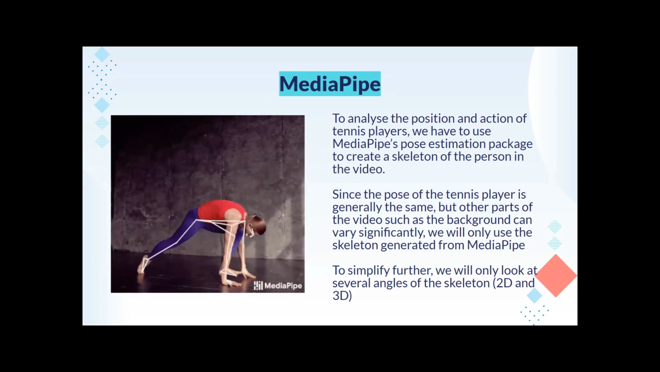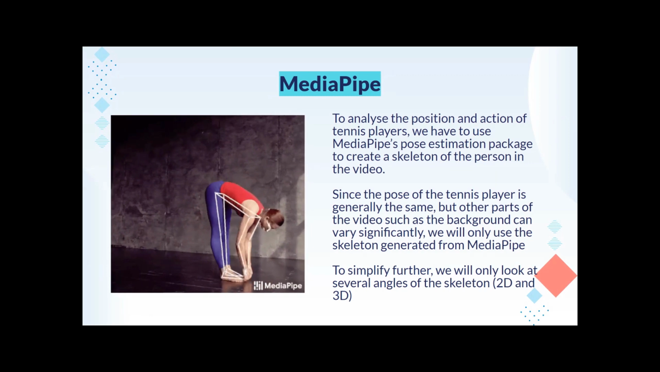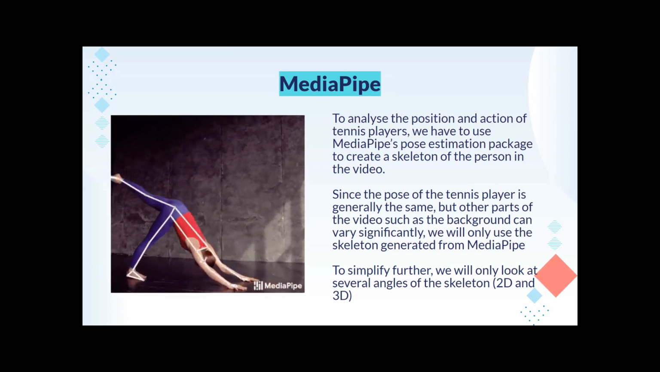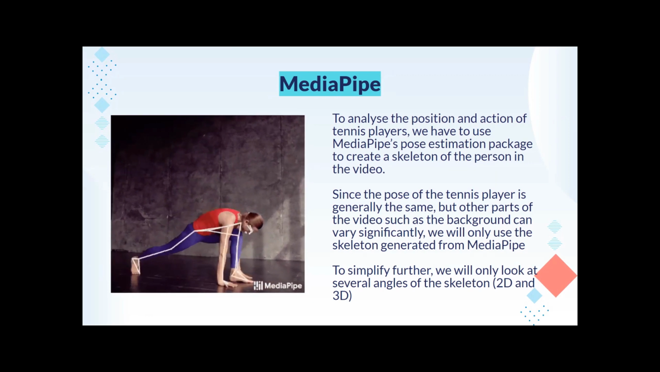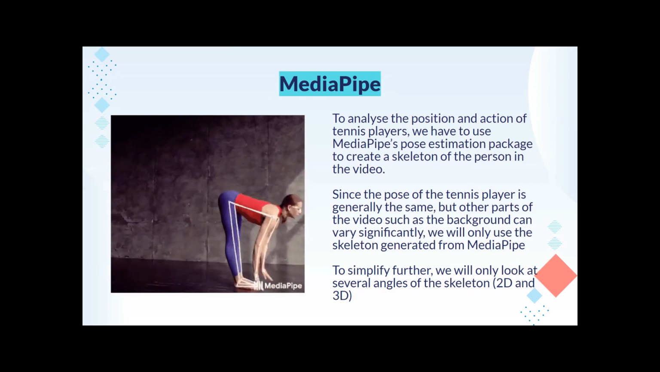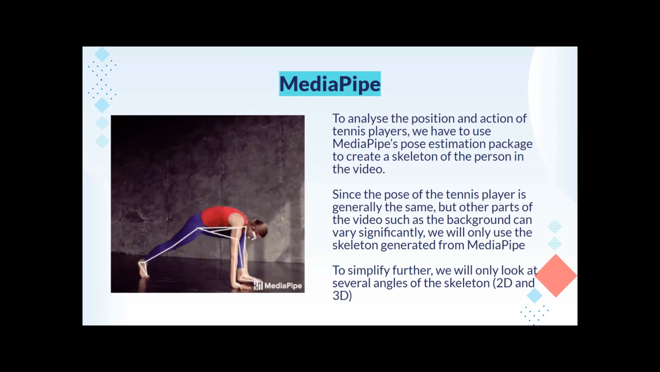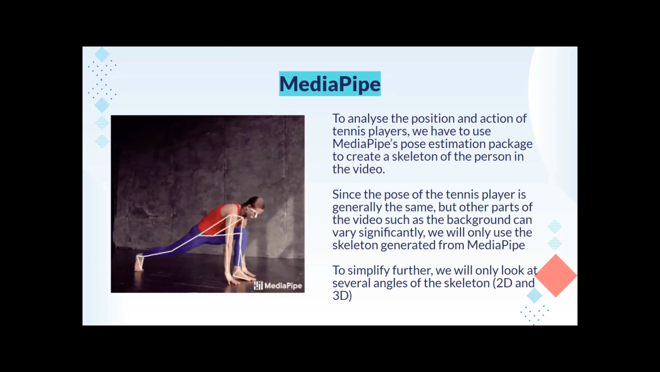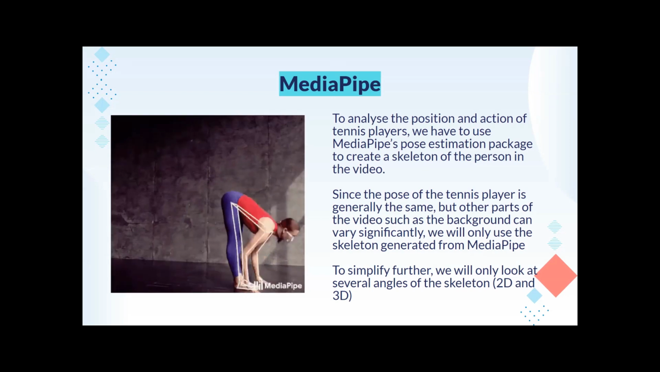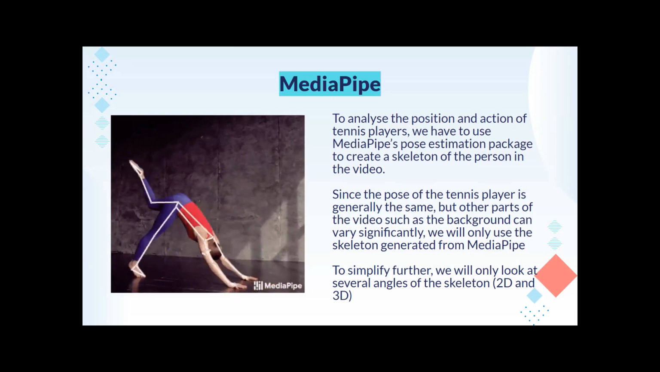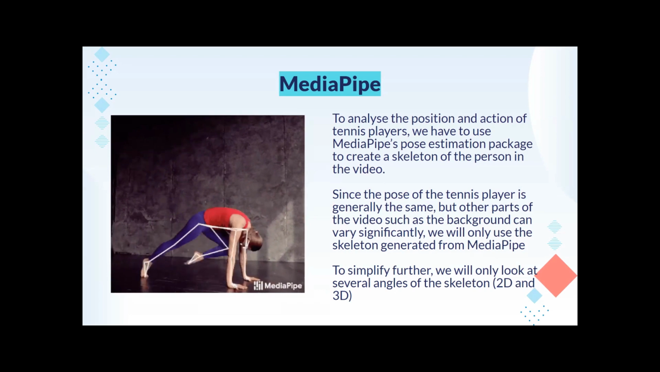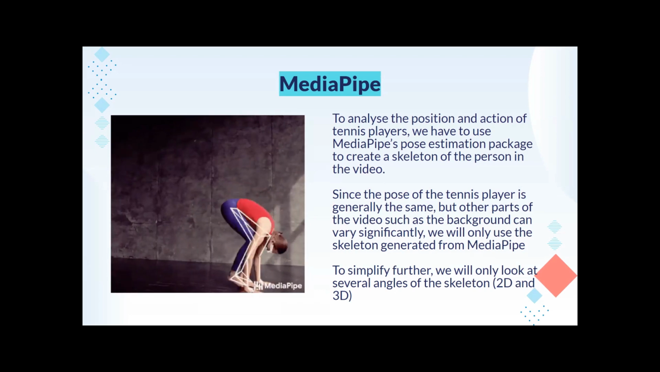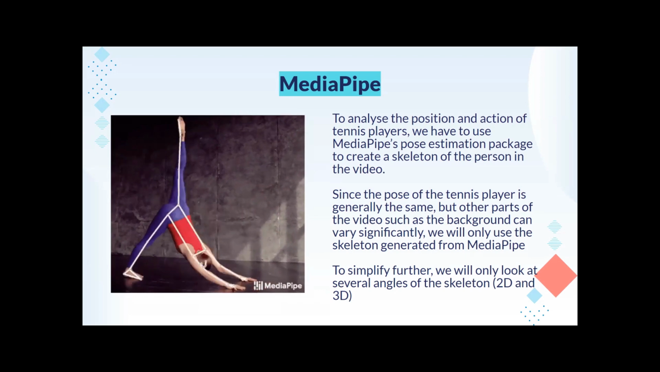MediaPipe's pose estimation. Since the pose of a tennis player is generally the same, but other parts of the video, such as the background, can vary significantly, we'll only use a skeleton generated from MediaPipe instead of considering the entire image. A lot of times you'll see tennis players in a very crowded situation with the background being bluish, but in other situations the background can vary significantly, and in our situation it really doesn't matter. So we will only look at the skeleton.